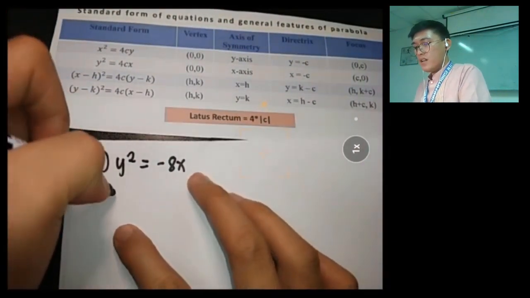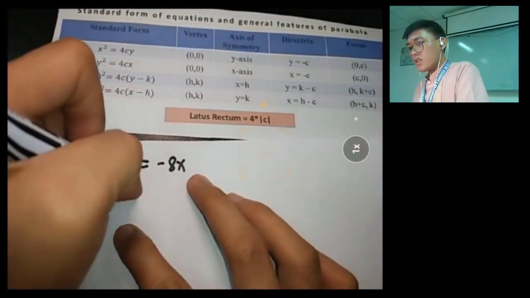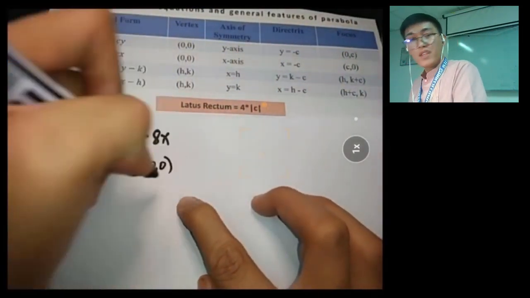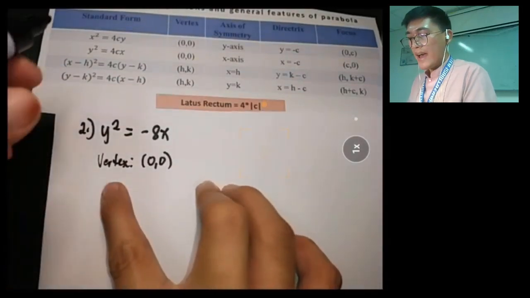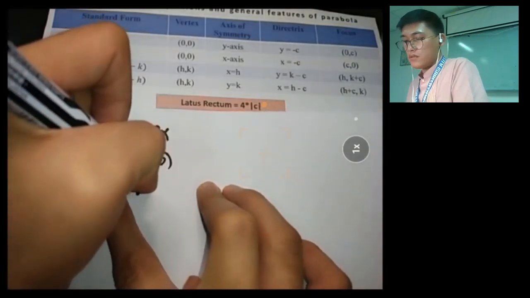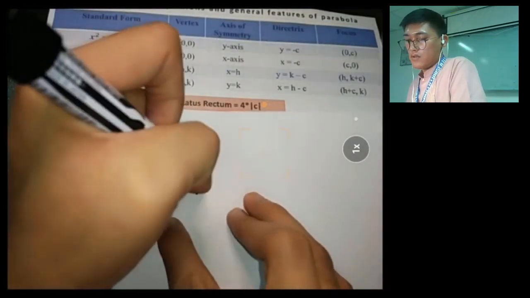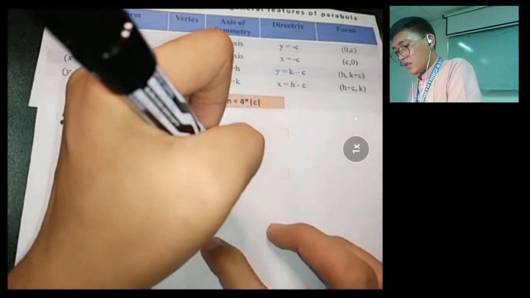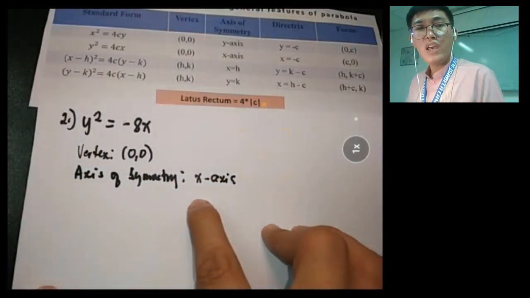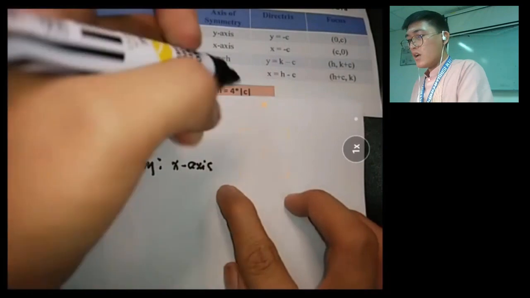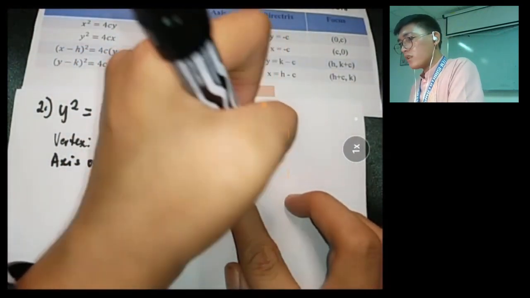So we have the vertex is at, of course, the origin, which is 0, 0. Next here, we have the axis of symmetry, of course. Our axis of symmetry has an equation, x-axis. In our example number 1, we have y-axis there, and its equation is x equal to 0. But for example number 2, we have x-axis, or the equation is y is equal to 0.